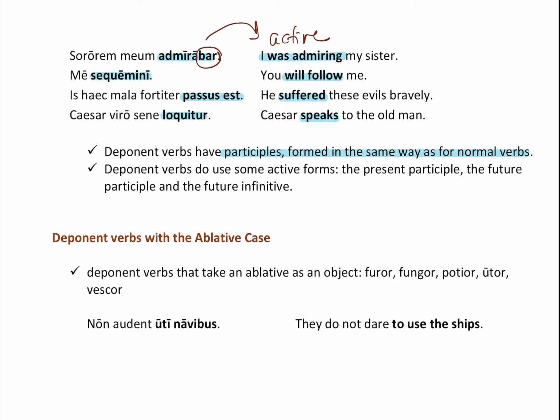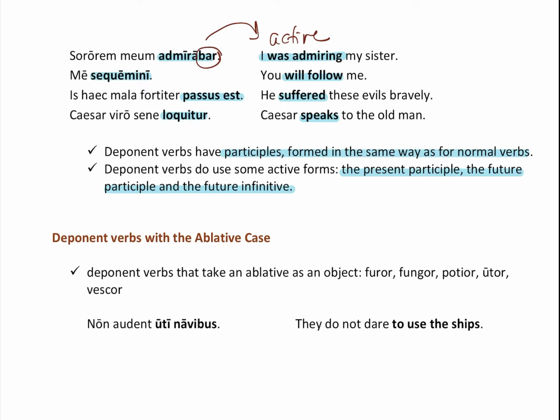We actually do have some active forms. So some that appear active and get translated active are the present participle, the future participle, and the future infinitive. That's just kind of a rule that you need to keep in mind. All right, so I've added some other examples of imperative, infinitive, and participles to your chart book for reference.